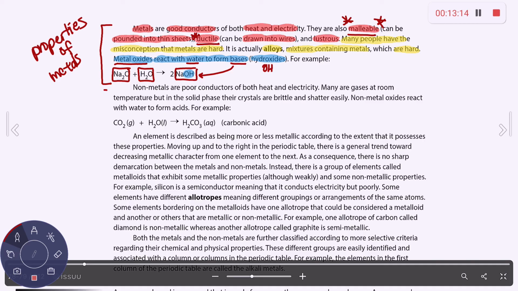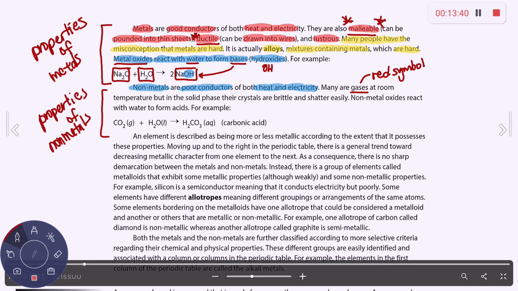Next, we have properties of nonmetals. Nonmetals are terrible conductors of heat and electricity. If you take a look at the periodic table on the wall, you'll notice that it has different colors for the symbols. A lot of the nonmetals are gases at room temperature. How do I know that? That's because they are red symbols on the periodic table on the wall. And then some of them are solids. The solids tend to be black symbols. And they're brittle, and they shatter easily when they're nonmetals.